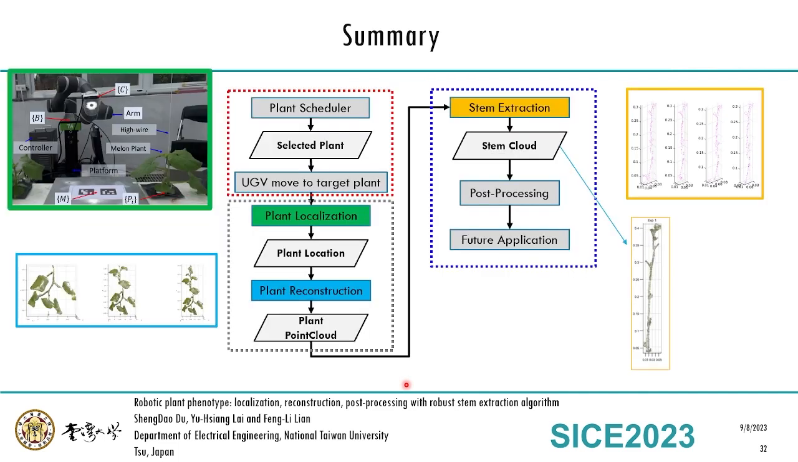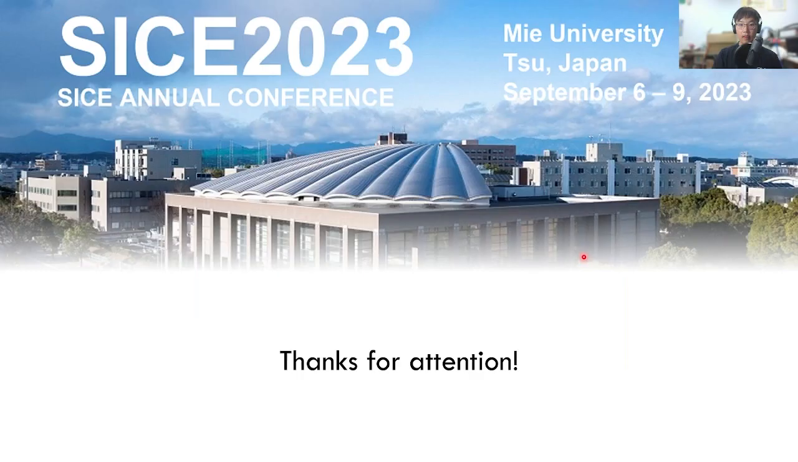In summary, in our proposed method, our system could automatically locate the position of the plant root. After that, the system plans several viewpoints to reconstruct the plant. Once we get the plant point cloud, the most possible stem will be generated using SEA, which is robust enough to overcome occluding conditions. The method in this paper will be a good foundation for future applications. Thank you for your attention.